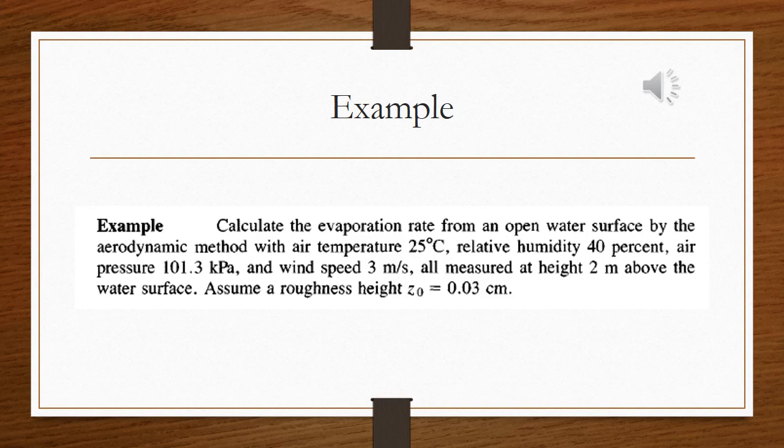Air pressure is 101.3 kilopascal and wind speed is 3 meters per second, all measured at a height of 2 meters above the water surface. So we are assuming the roughness height Z0 is 0.03 centimeter. Let's see how we are going to calculate the evaporation rate using the aerodynamic method.